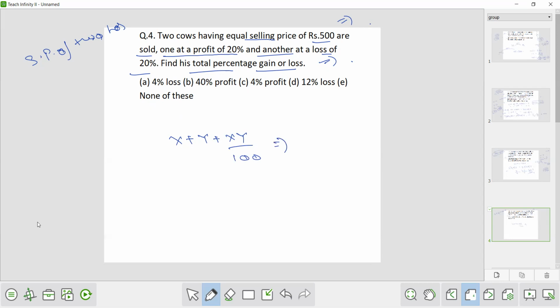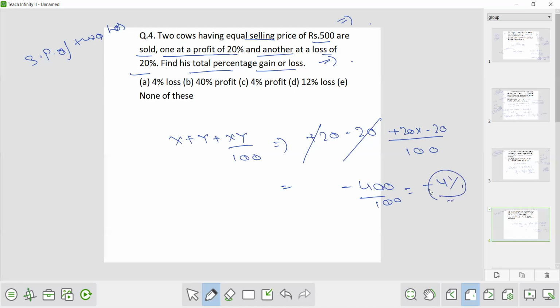Here by applying this formula, we can directly write profit means plus 20, loss means minus 20, then profit into loss, that plus 20 into minus 20 upon 100. That is this 20 and this 20 got cancelled. So minus 400 by 100, that is minus 4%. So what is this minus 4%? Minus is signifying that there is a loss. So 4% is the loss. So option A is the correct option.